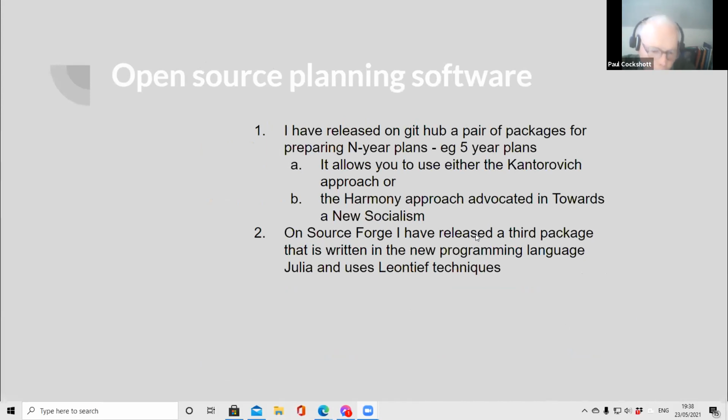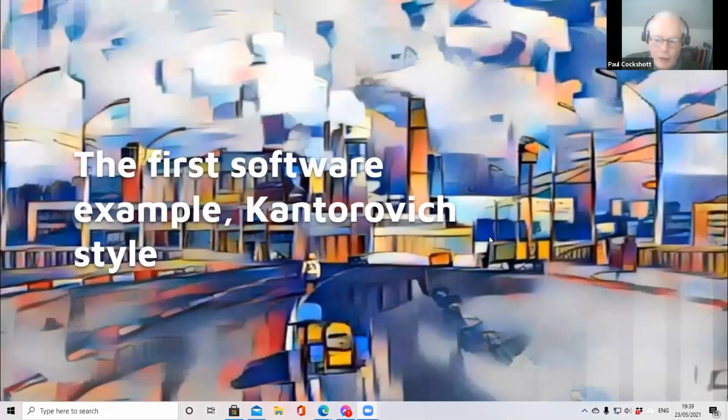Now, what I'm going to talk about next is a series of pieces of open source software, which I've released on GitHub and SourceForge. They allow you to use either Kantorovich's approach, the approach we described towards a new socialism, which we call the harmony theory approach, or the approach developed by Leontief, who was another Soviet economist who moved to the United States. I'll have to go through these very fast.